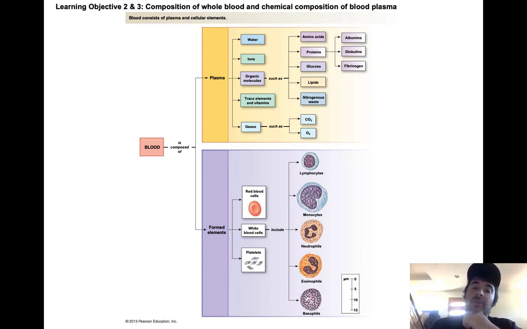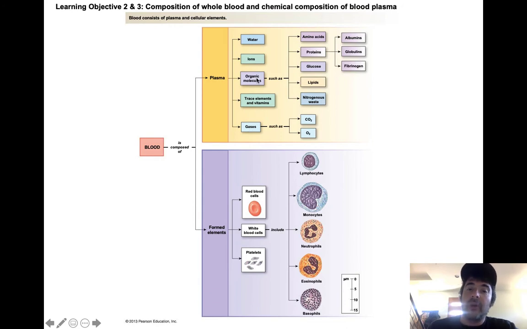Blood plasma is an aqueous solution, meaning that it's a water-based solution, about 93% water, with dissolved electrolytes, ions, organic molecules, vitamins and minerals, and some gases, predominantly CO2. Oxygen is not very soluble in blood plasma, so focus on CO2 here. Very, very little oxygen exists in blood plasma.